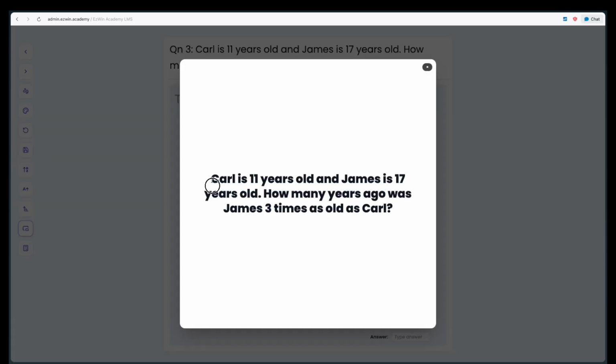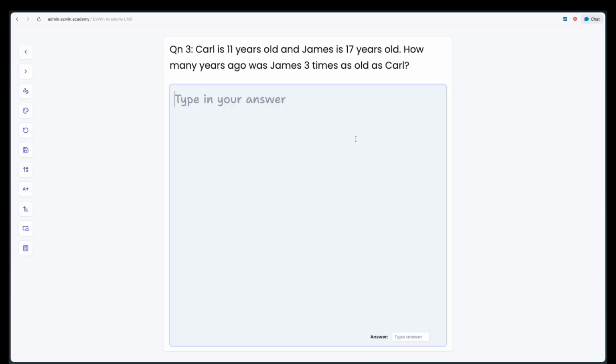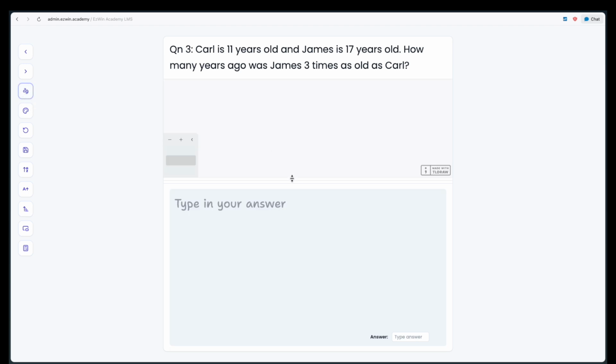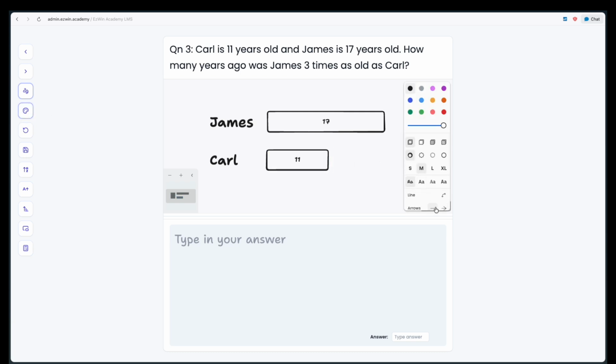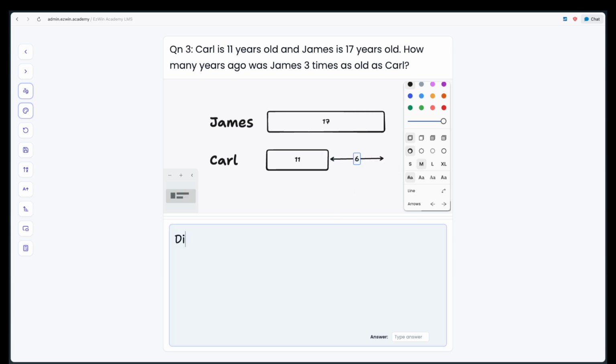Question number 3. Carl is 11 years old and James is 17 years old. How many years ago was James 3 times as old as Carl? So in this case, we can draw a model, right? So first thing first, we're going to draw a model for James and Carl. And we know James is 17 years old and Carl is 11, right? So what does that mean? That means that their difference is how many? 6, right? So difference is 17 minus 11 equal to 6, right?